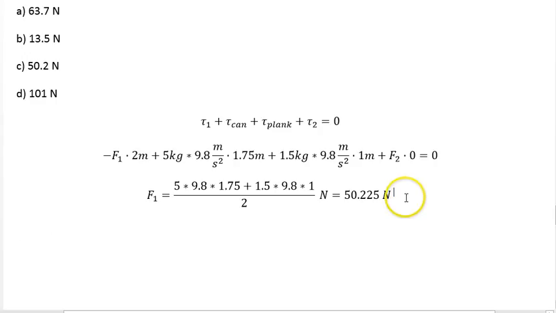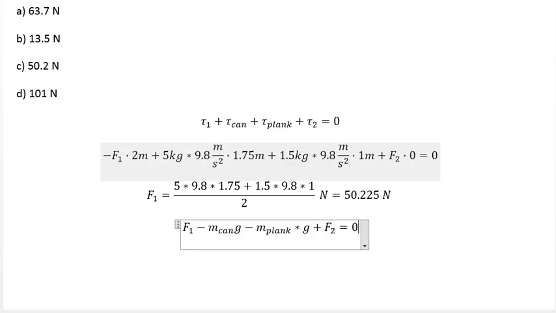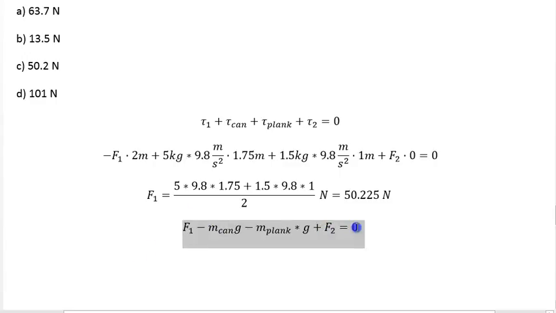On a more complicated problem, you might also need to use the total force, and we'll go with upward as the positive direction. That would be F1 minus mass of the can times g minus mass of the plank times g plus F2 equals zero. So if you wanted to figure out what F2 was, if you needed both of them for some reason, you could use this equation to find F2, because we now know F1. We know this, we know that, and from those we can easily find F2. All right, that's it for problem 5.